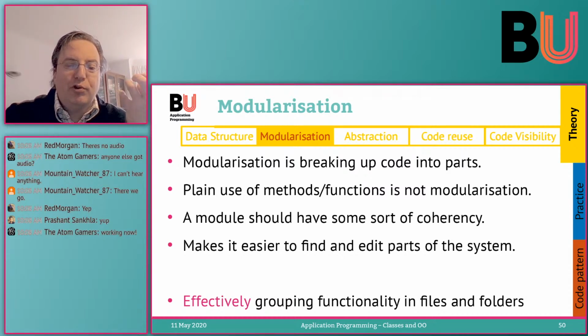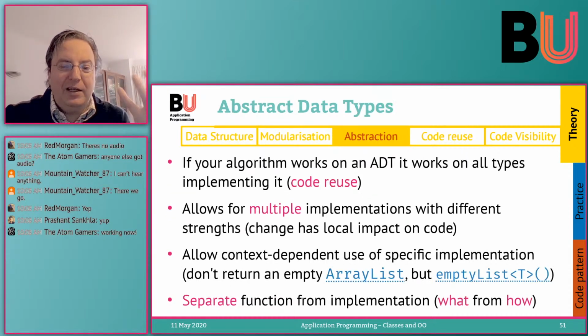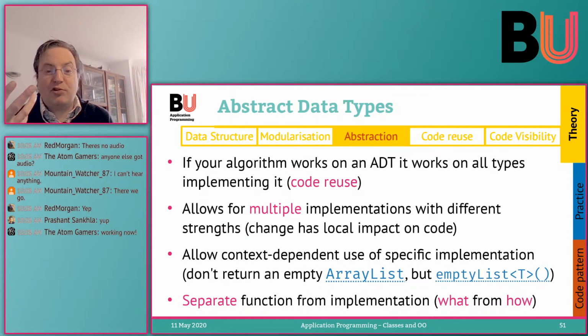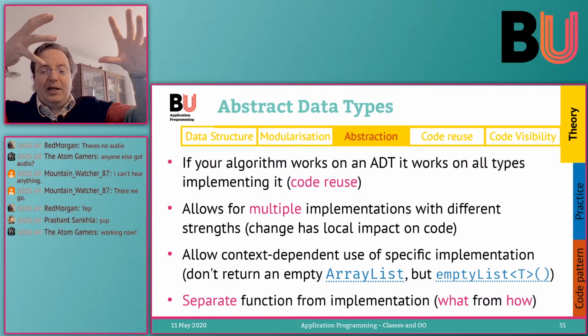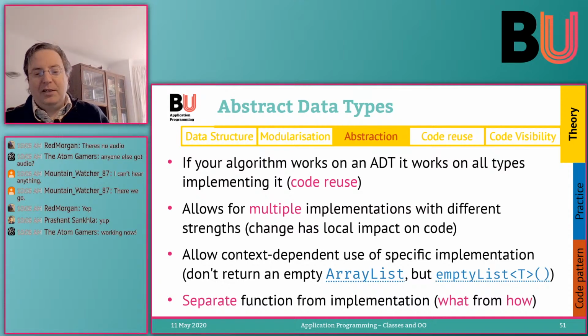So it allows you to group your stuff and hide stuff away. That also links with abstraction, where you say, okay, I have this type, I have an interface that needs to be provided. For example, we have the empty list function. It returns a list of type T. It doesn't tell you the actual implementation of the list at all.